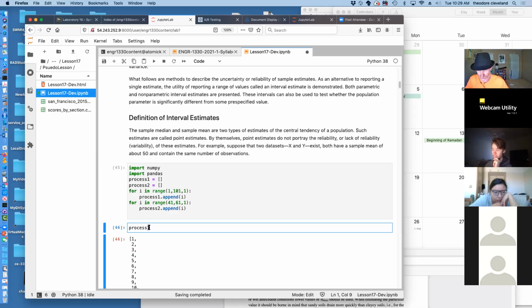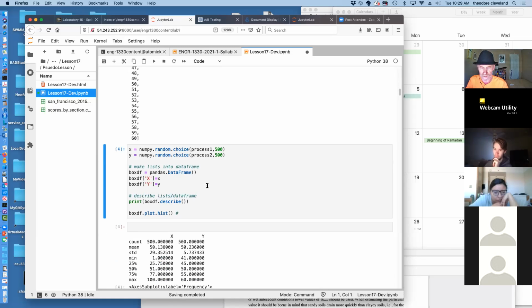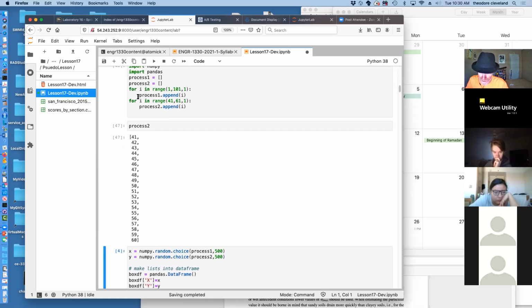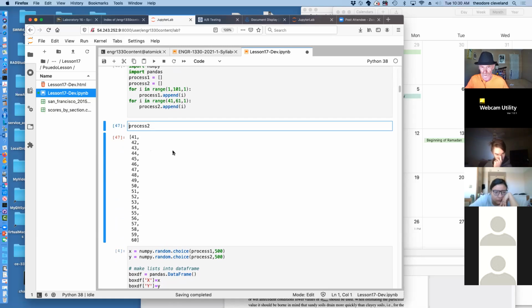Process 2 isn't going to be much more interesting, although it's clearly not as long. So the list named process 1 and the list named process 2 have different lengths. Suppress that output.